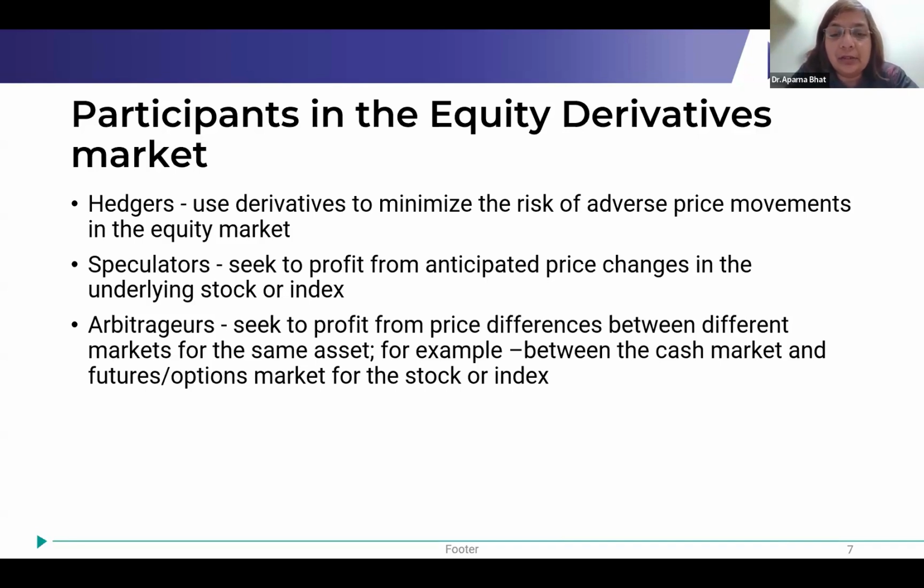So what is an arbitrage transaction? In an arbitrage transaction, what you do is that you buy the asset in the market where it is slightly cheaper and you sell it in the market where it is slightly more expensive.